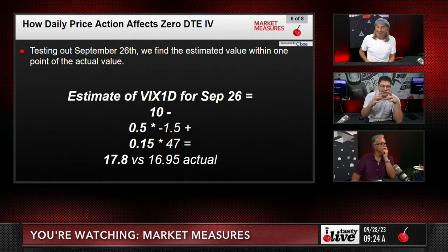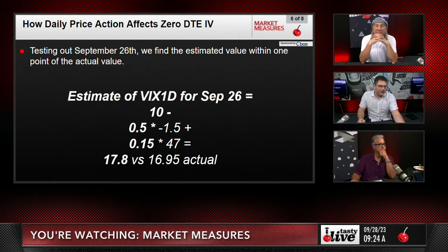But the actual daily range was 47, right? Because we basically gapped open lower. So the range was 47 points. When we plug the numbers in, we get 17.8 as the estimate, but the actual number was like 17. So you're going to have some margin of error, as you always would. But the two main variables are still the range and the price direction.